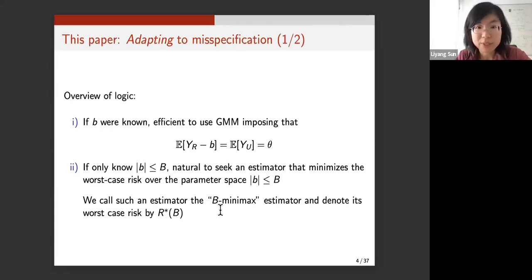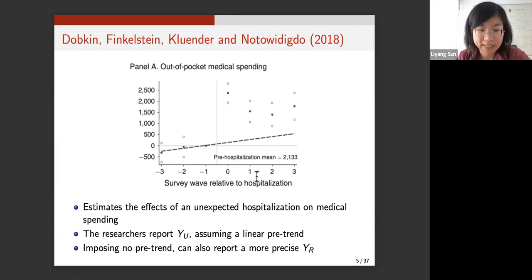To make things a bit more concrete, I'm going to show you the running example in our paper, which is based on a 2018 empirical study by Dopkins and co-authors that estimates the effect of hospitalization on medical spending using parallel trends type of assumptions. So here's a plot from the original paper. And for illustration's purpose, we can think of the robust estimator YU here as the one that allows for a potential linear violation to the parallel trends. So that would allow for a linear pre-trend as shown here.